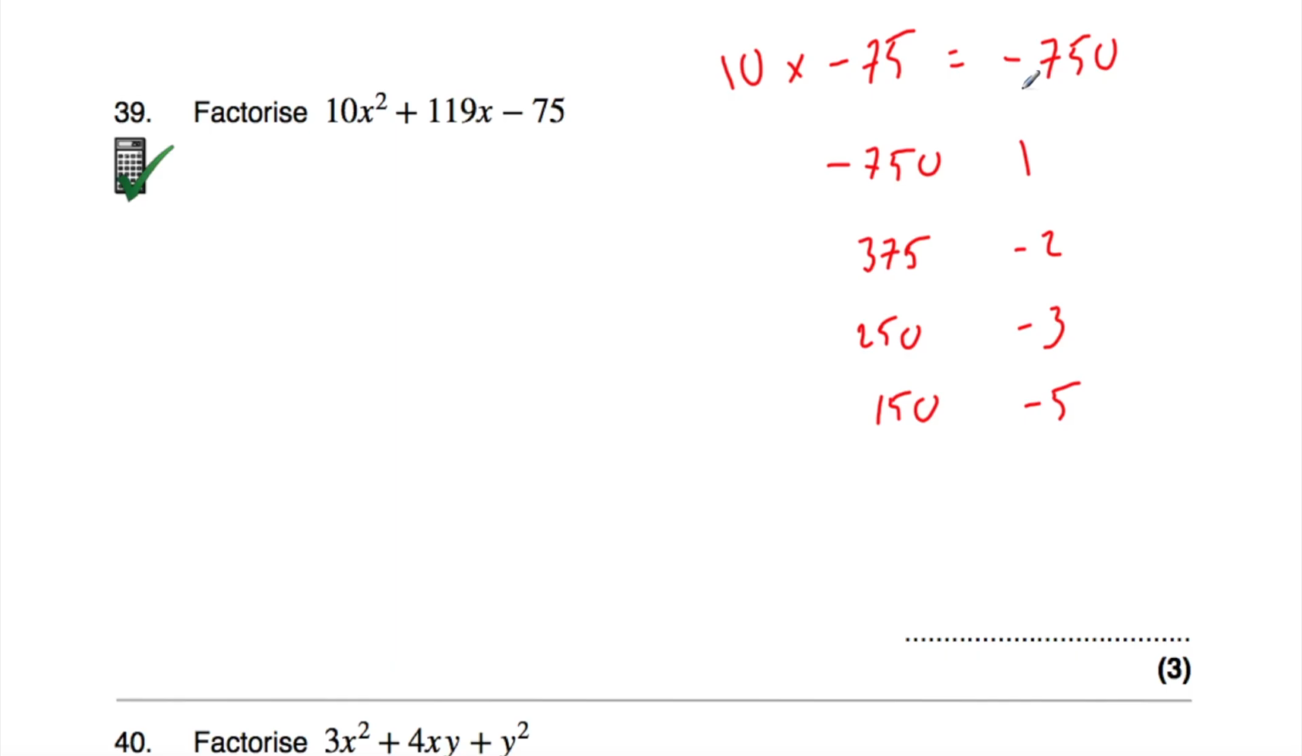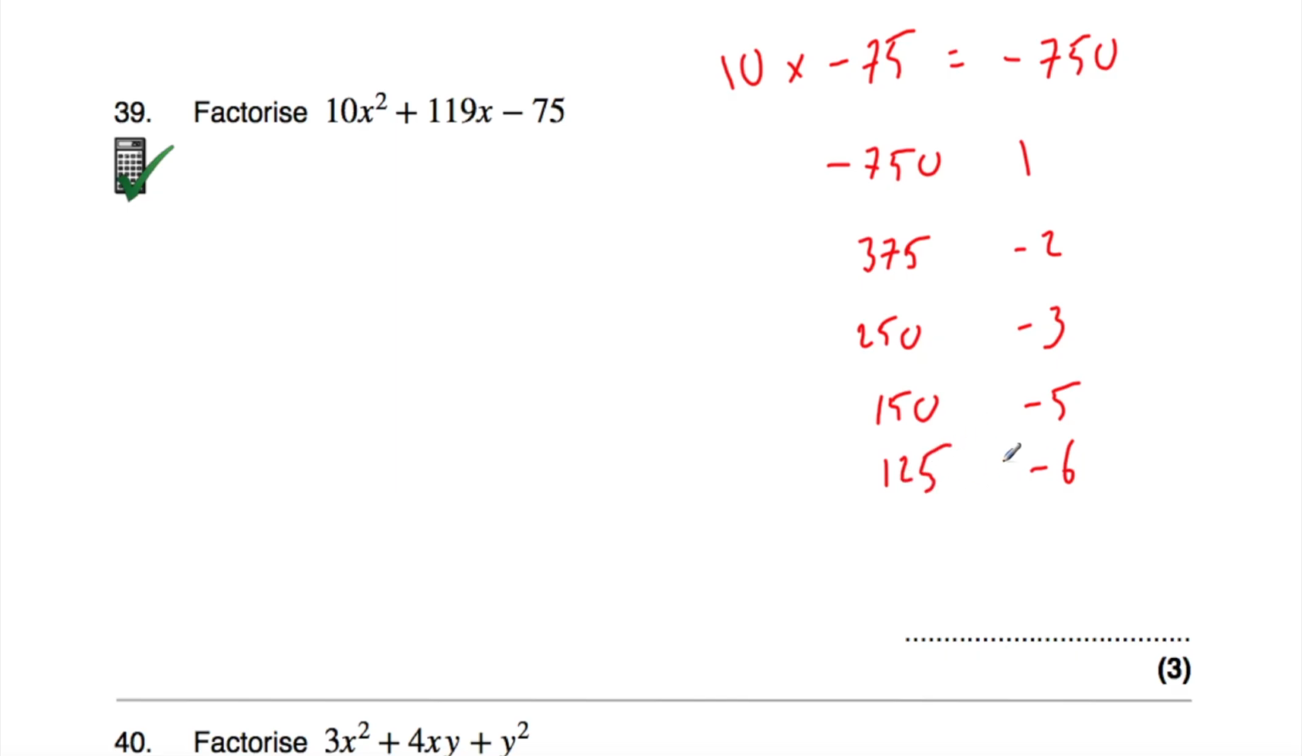Again, the times together to be minus 750, but they don't add together to be 119. So we're going to need to try something else. Okay, so we've tried 1, 2, 3, 4, which isn't a factor of 5. Let's try 6. Let's try minus 6. Minus 750 divided by minus 6 is 125.